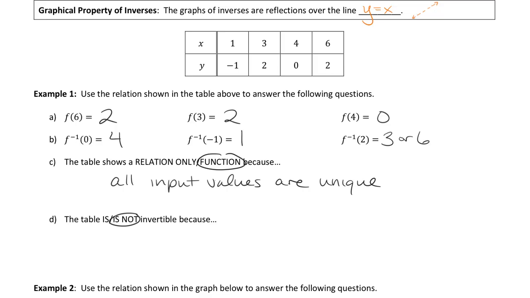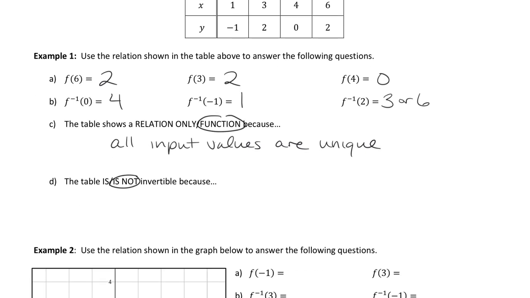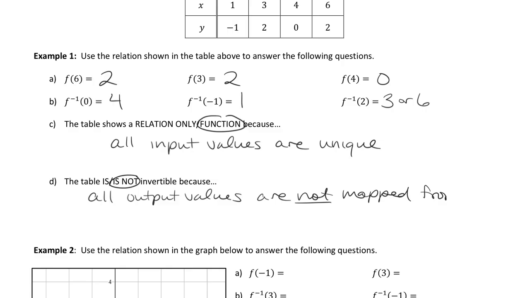It is a function because, and here's the definition, the things I want to have you practice writing down. We would say the table is not invertible because all output values are not mapped from a unique input value. That's the definition we highlighted in yellow. We're saying that's not happening.